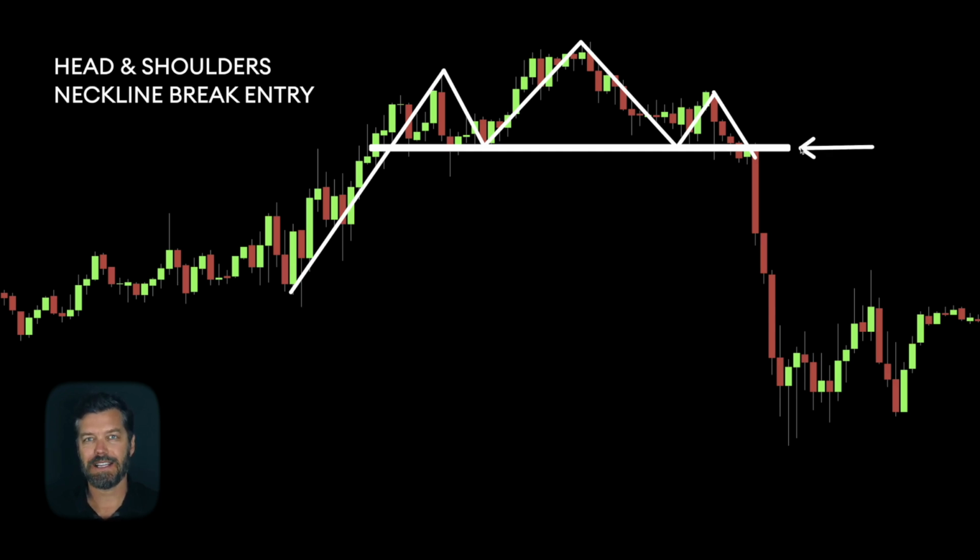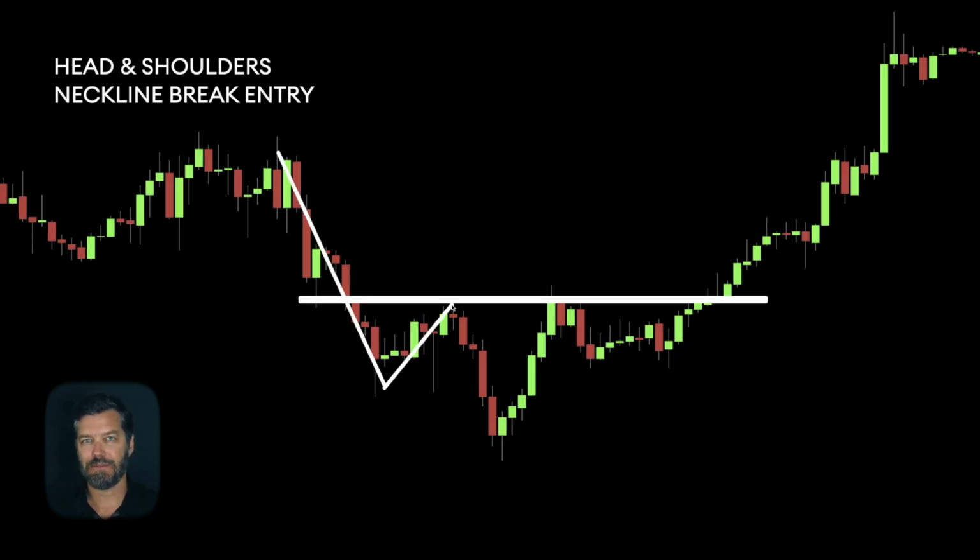For the regular head and shoulders, once the price breaks below the neckline and makes a lower low, it confirms the reversal and the trend change from bullish to bearish. This is when you'd take a short entry, expecting the downward movement to continue. On the flip side, with an inverse head and shoulders pattern, once the price breaks above the neckline and makes a higher high, it confirms the reversal from bearish to bullish.